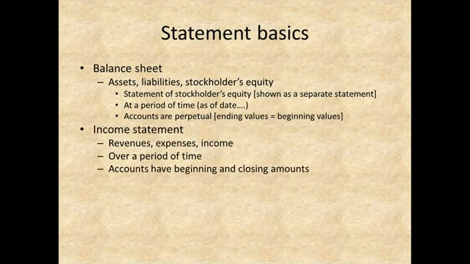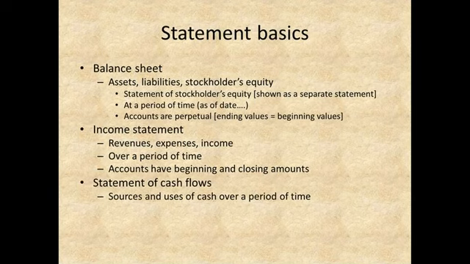Finally, the income statement shows revenues, expenses, and income. And so income is the difference between revenues less expenses. The income statement shows revenue, expenses, and income over a particular period of time, say for 1 year. And these accounts have beginning and closing amounts, which basically means that at the beginning of a new period, the firm would have zero revenue and zero income, which means that the amount was closed from the prior period.